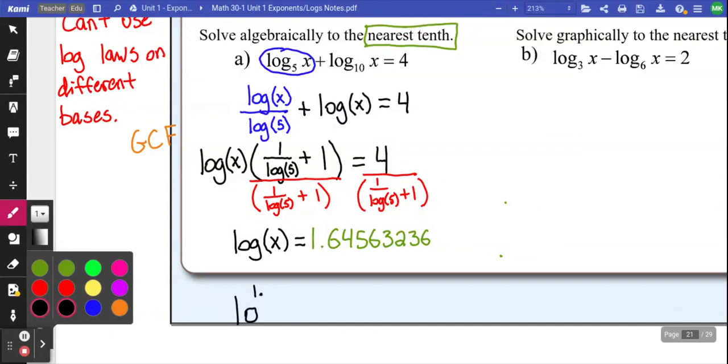1.64. Oh, I don't know if my computer's going to make it. So 10 to the power of 1.6456323. Those are all the wrong numbers. 6, 4, 5, 6, 3, 2, 3, 6. There we go. You should get 44.2 as your answer. I don't know if it's going to let me. I'll try. Oh, there we go. I got it.